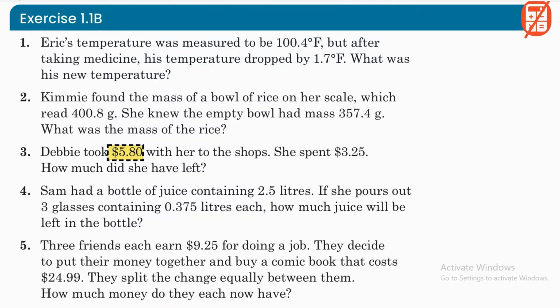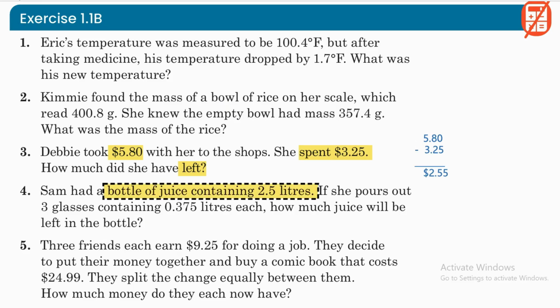So out of $5.80, she spent $3.25. And how much amount is left? This is a very simple question.